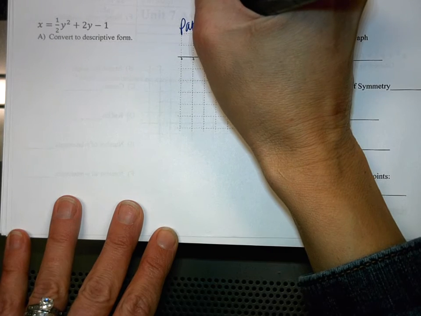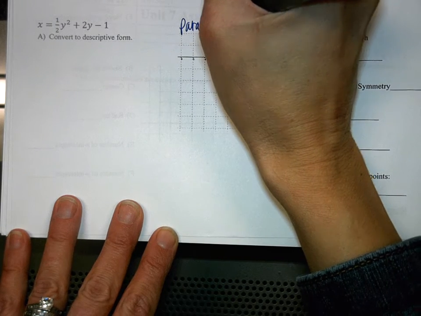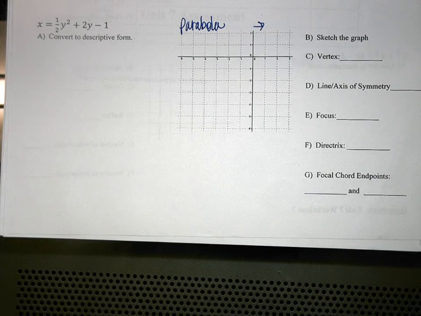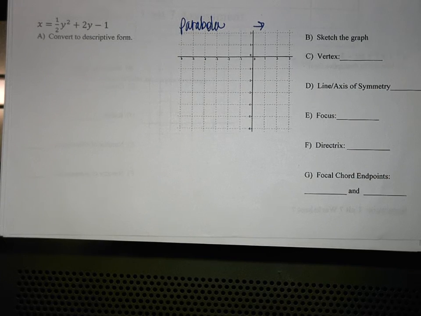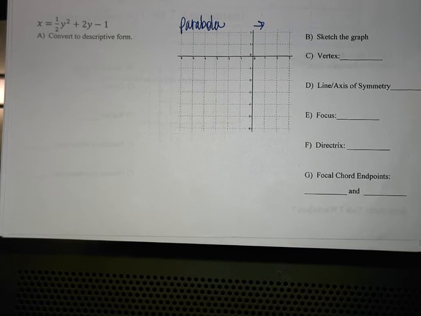Circle. Parabola. A parabola, why? Because it only has one squared term. Parabola, and it's going right. Can a circle go right or left? No, it's just a circle. You're right, you can translate it. So we need to find our vertex.